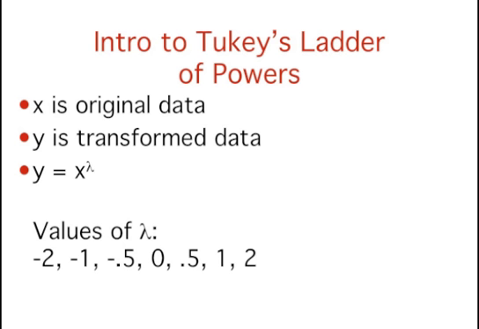The value lambda equals 0 has no special value, since x to the 0th power equals 1, regardless of the value of x. Tukey suggests that it is convenient to simply define the transformation when lambda equals 0 to be the logarithm function rather than the constant 1.